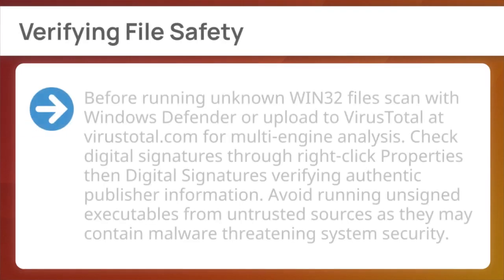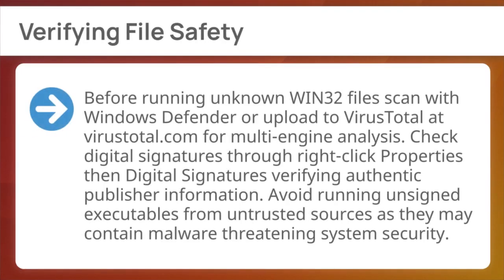Next, verifying file safety. Before running unknown Win32 files, scan with Windows Defender or upload to VirusTotal at virustotal.com for multi-engine analysis. Check digital signatures through right-click Properties, verifying authentic publisher information. Avoid running unsigned executables from untrusted sources as they may contain malware threatening system security.